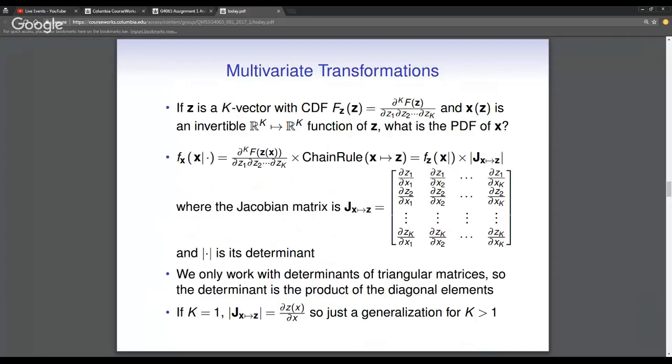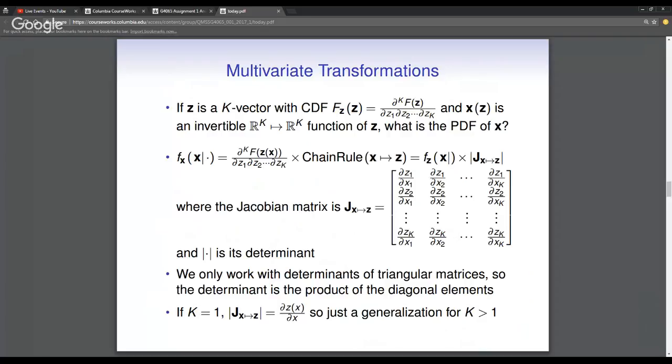So in the first column, we have the derivative of z1 with respect to x1. Below that, the derivative of z2 with respect to x1, all the way down, again with respect to x1. Second column, we have the derivative of z1 with respect to x2, the derivative of z2 with respect to x2, etc. So we have this matrix called a Jacobian matrix that has all k squared partial derivatives of the z's with respect to the x's. Given that Jacobian matrix, we merely need to calculate its determinant.